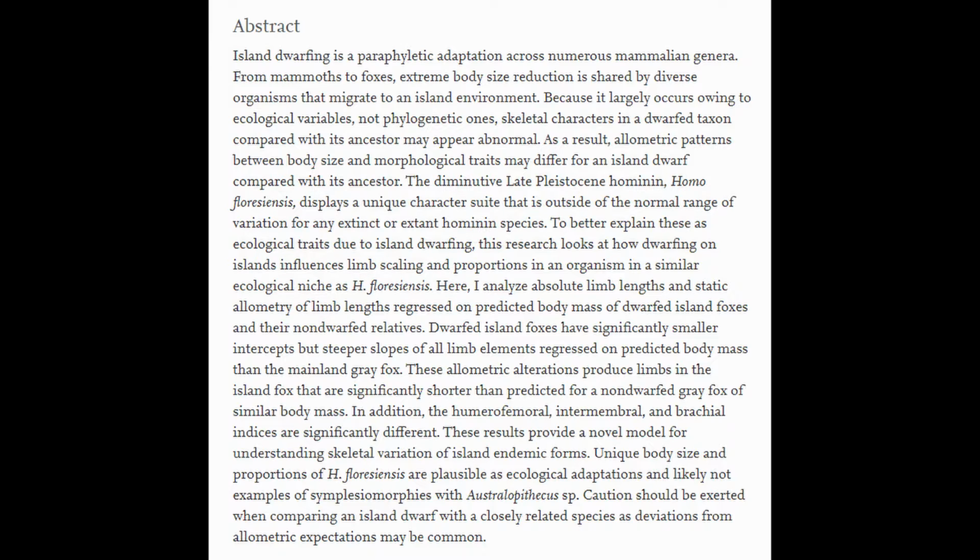Colleen Young. Here, let's see, I analyse absolute limb lengths and static allometry of limb lengths regressed on predicted body mass of dwarfed island foxes and their non-dwarfed relatives. Dwarf island foxes have significantly smaller intercepts but steeper slopes of all limb elements regressed on predicted body mass than the mainland grey fox.